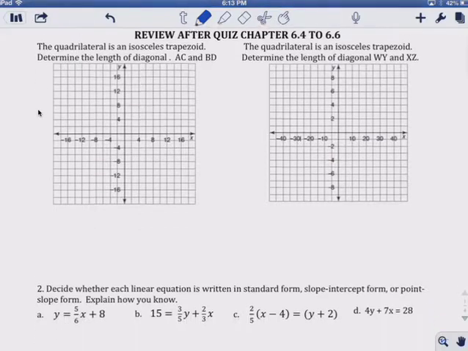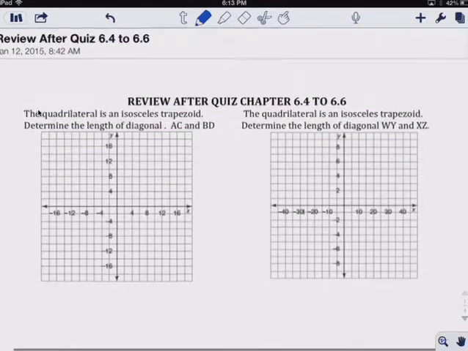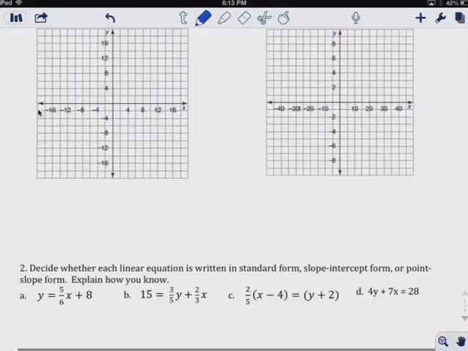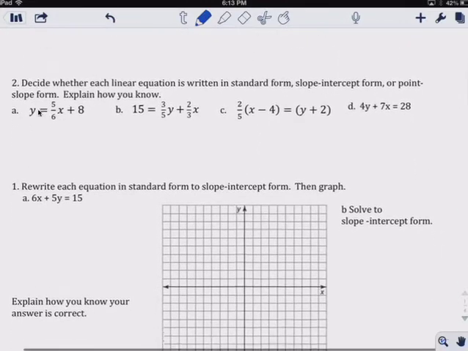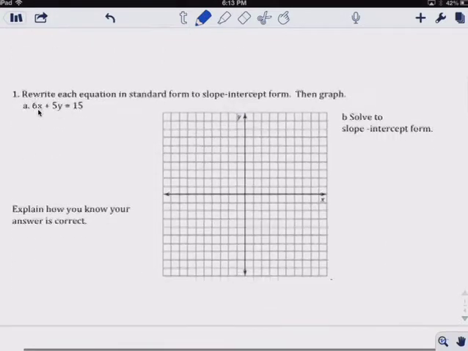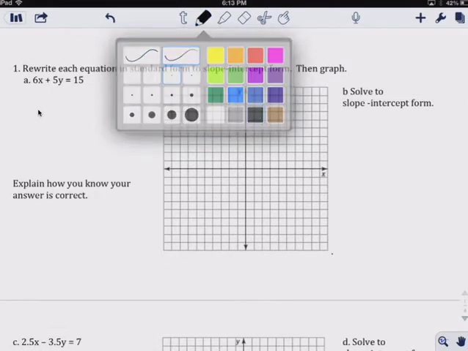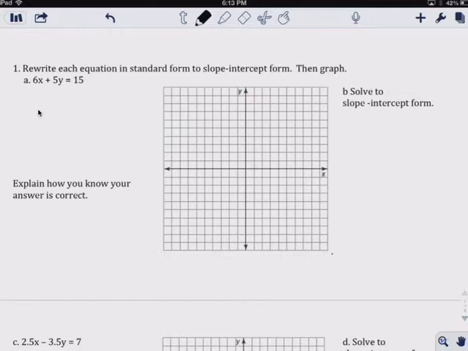Worksheet, we did 1 and 2 in class. Did one up here, these two problems in class, and we did number 2 in class. Here, this number 1, I just basically cut and paste all the other review stuff. Solve this for slope-intercept form, ignore that. Explain how you know your answer is correct, ignore that.